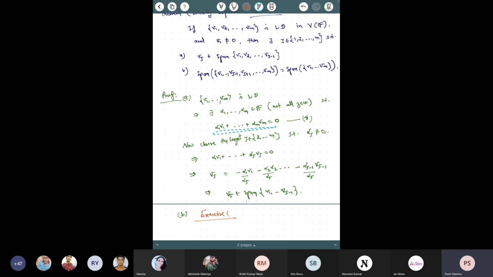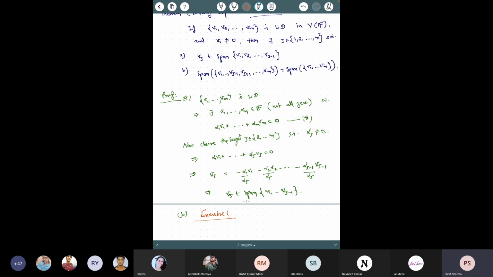Now I'm saying that there exists a j from 2 to m such that alpha j is not equal to 0. There may be many such j's, but I'm choosing the one which is the largest index j in 2 to m such that alpha j is not 0. Why does such a j exist? Because suppose this is not the case, that means alpha j is 0 for all j from 2 to m. Then from this star what do we have? Alpha 1 v1 is 0.